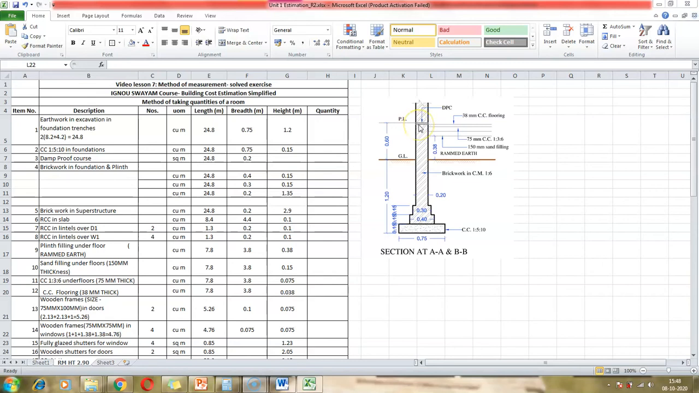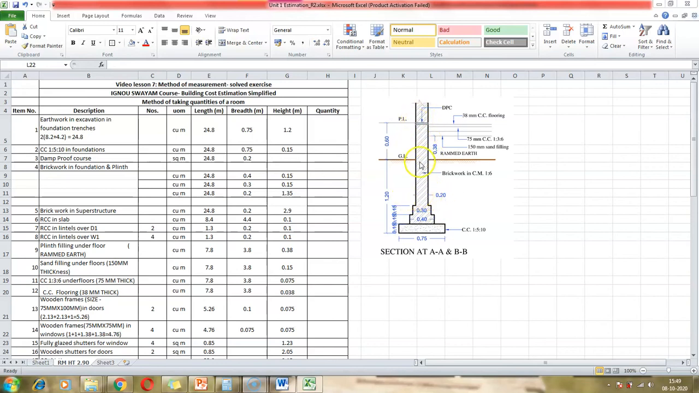Because the damp-proof course runs along the perimeter of the wall, the same dimensions that we have followed in the previous two items will be continued here. It is going to be around the building. So the perimeter of the building would be the length of this quantity. So it is 24.8, and 0.2 is the breadth, the width of the wall. We have this dimension here, 0.2 meters.